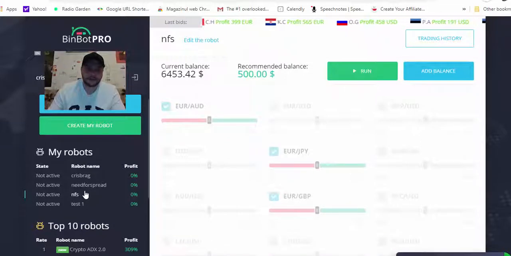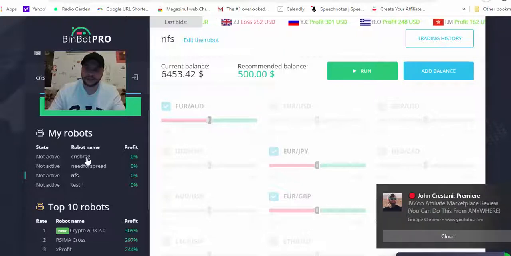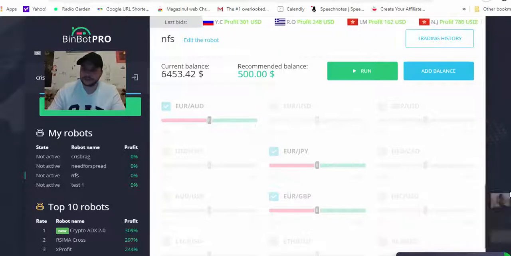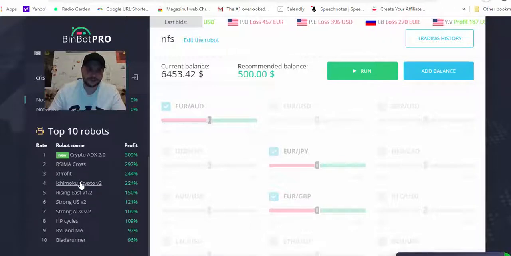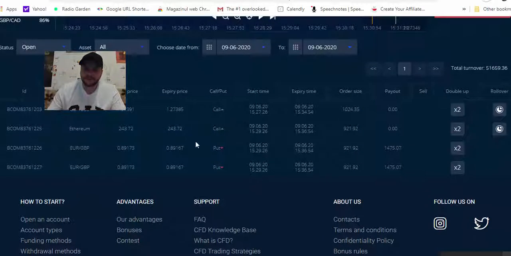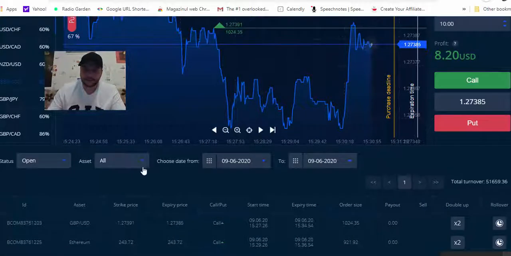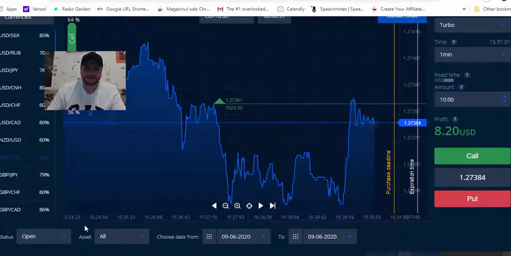So this is a part of the strategy. You should open more robots at one time. Don't wait for one robot to trade. Just open more robots at a time and you will see what will happen. So let's have a look here. We have 1, 2, 3, 4 trades placed. We have 2 in the money and 2 out of the money at this moment. All right, so let's see what will happen.